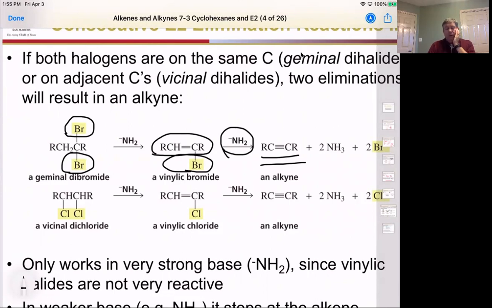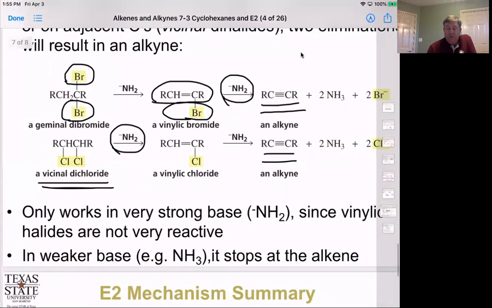Okay, but what if they're not on the same carbon? What if they're just one carbon apart? We call this a vicinal dihalide, meaning that there's the one carbon and then one carbon over you have it. If you use the same base here, this amide right here, the first elimination happens as we'd expect, and then the second elimination also forms an alkyne. Note this second elimination only happens if you have a very strong base like this amide.